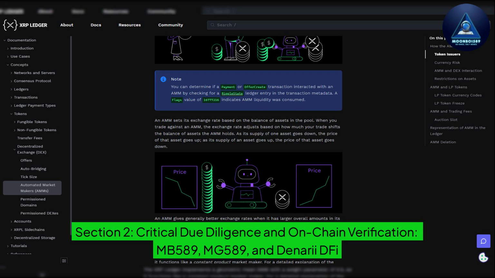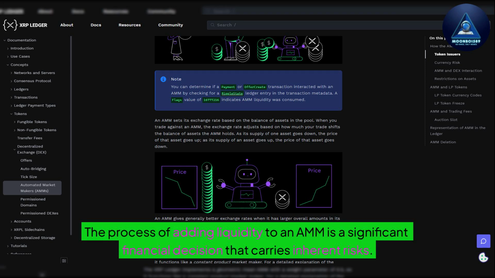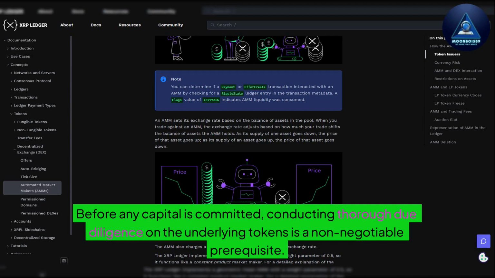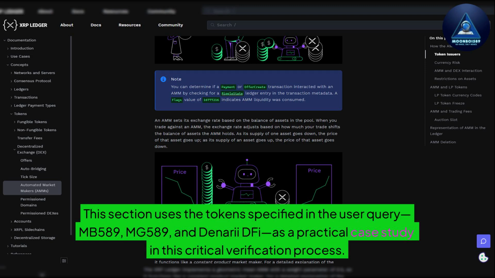Section 2. Critical Due Diligence and On-Chain Verification: MB589, MG589, and Denarii DFI. The process of adding liquidity to an AMM is a significant financial decision that carries inherent risks. Before any capital is committed, conducting thorough due diligence on the underlying tokens is a non-negotiable prerequisite. This section uses the tokens specified in the user query, MB589, MG589, and Denarii DFI, as a practical case study in this critical verification process.